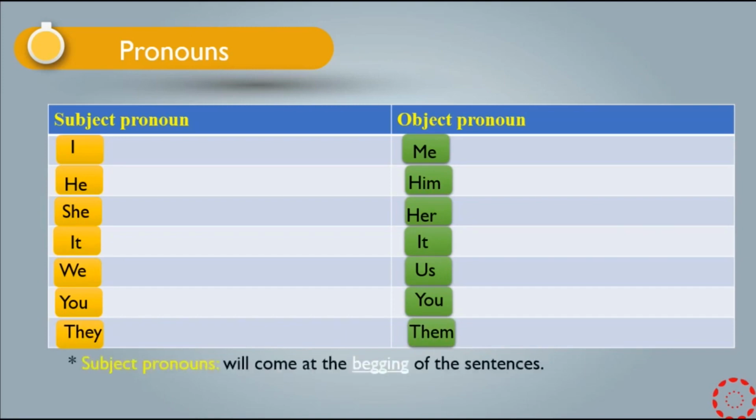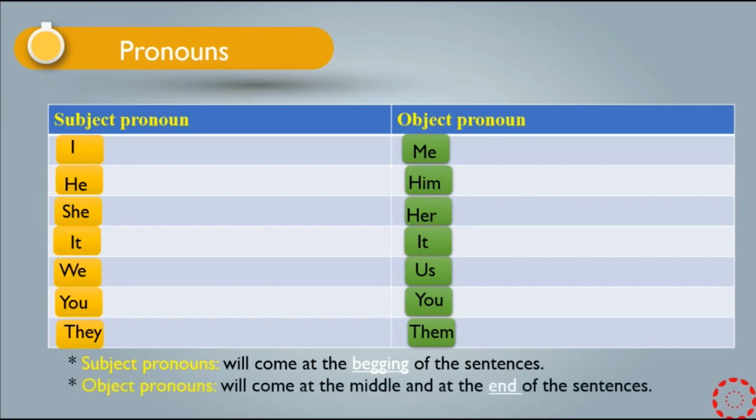The subject pronoun will come at the beginning of the sentence. So listen carefully. Subject pronouns will always come at the beginning of the sentence. But object pronouns will come in the middle and at the end of the sentence. So object pronouns will come in two places, in the middle or at the end of the sentence.